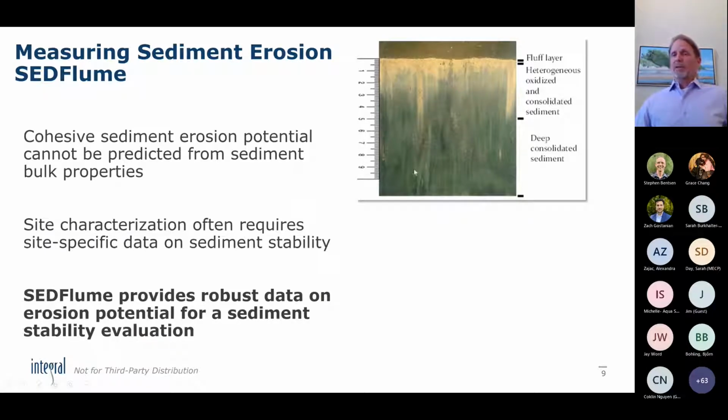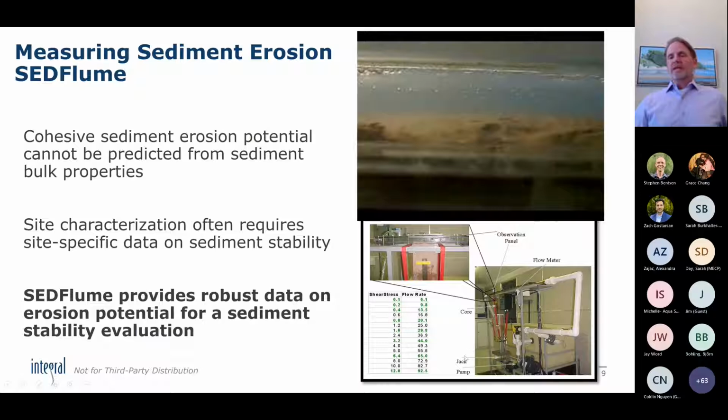So with the Flume, what we can do is start to core areas like this and look at the down core erosion properties. So in the Flume, a core is taken and it's inserted up into a flow channel here.